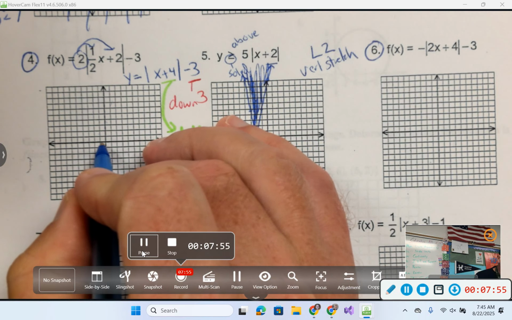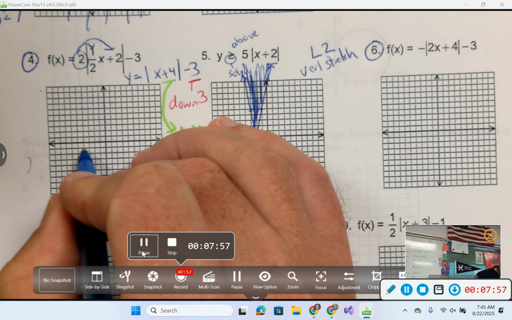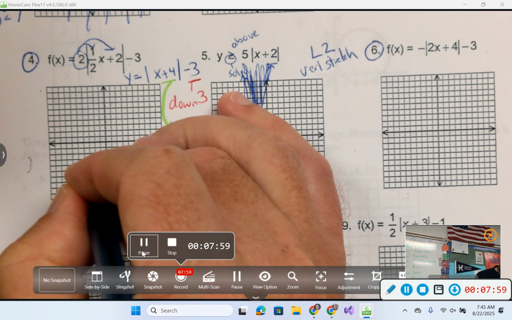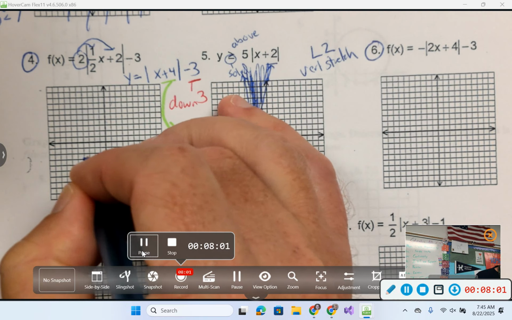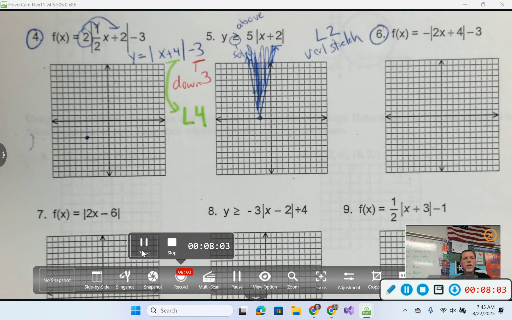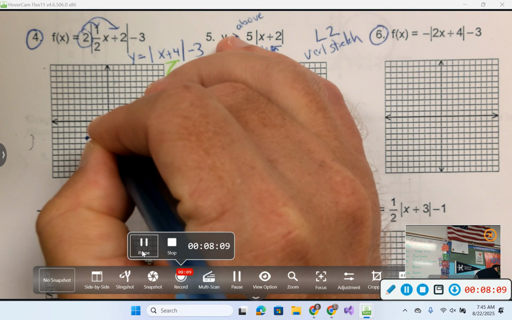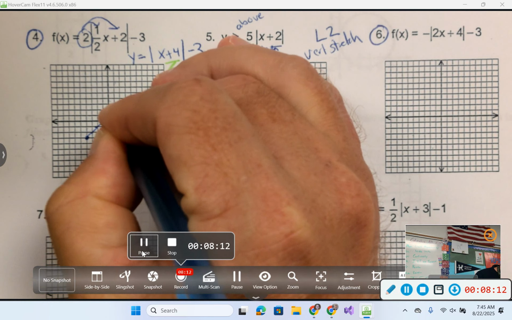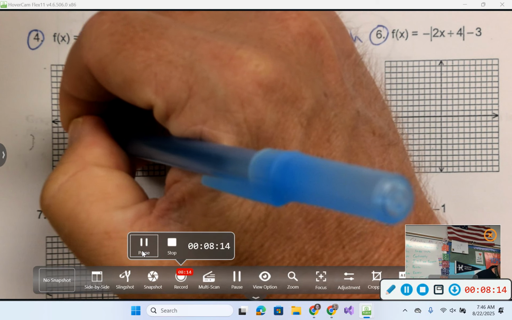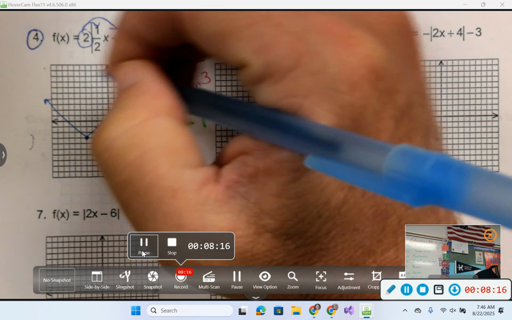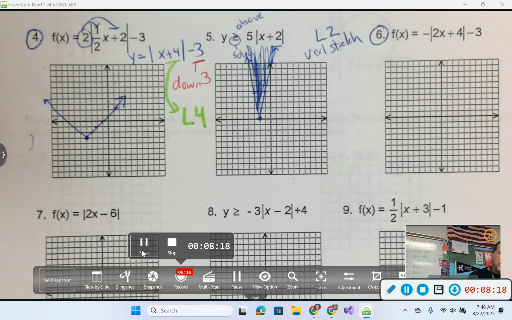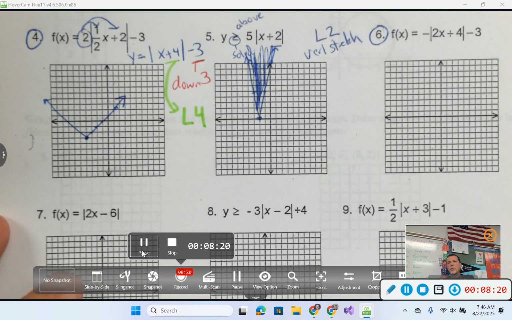So left 4, down 3. And then there aren't any other changes, so just the regular slope of 1 pointed up. There's no less than or greater than to even worry about on this one. So no shading, no dashed, just the simple V.